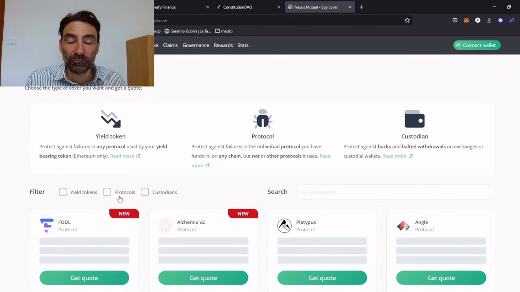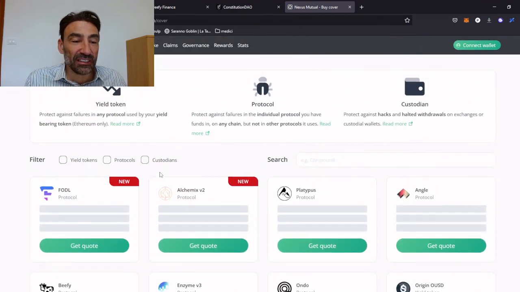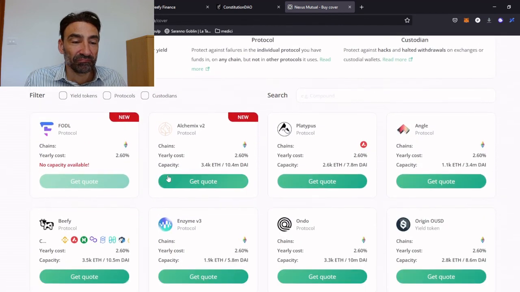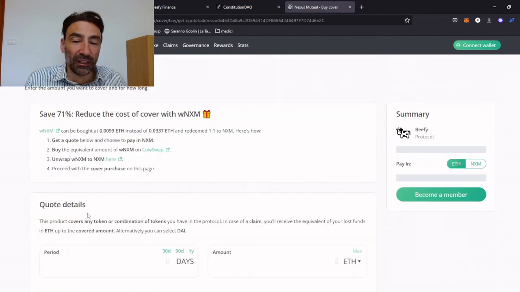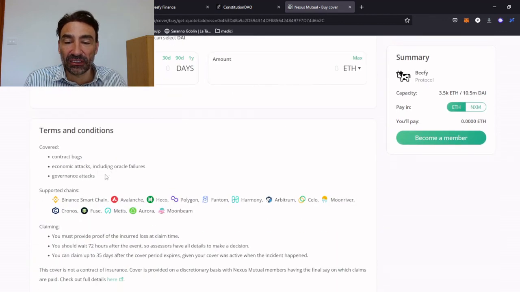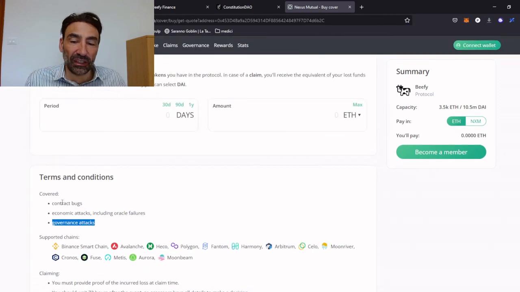Okay, look. Here, these are all insurances which you can buy. Most of them are in the crypto world. So for example, if you buy an insurance on Beefy Finance, it covers the contract bug, economic attack, or an oracle failure, or a governance attack. It means somebody who tries to raise a lot of votes and change the rules. Okay, so everything is inside the crypto world.